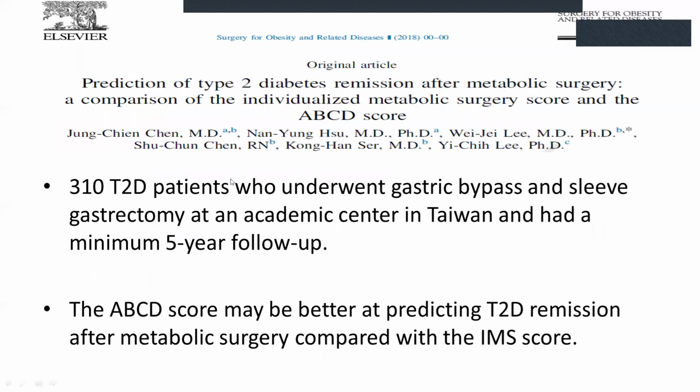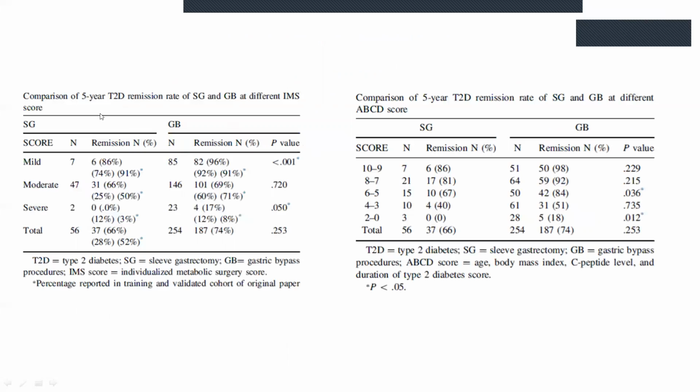So next came this study by Chen et al. Here they compared the IMS score, Individualized Metabolic Surgery score, and the ABCD score. 310 patients from Taiwan who underwent gastric bypass and sleeve gastrectomy all had a 5-year follow-up period. When they evaluated the two scores, the ABCD score was found to be better at predicting remission compared with the IMS score. So this was the comparison they brought out.